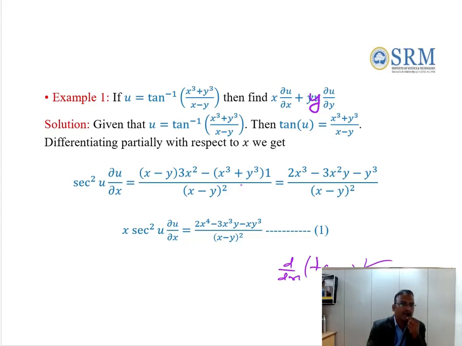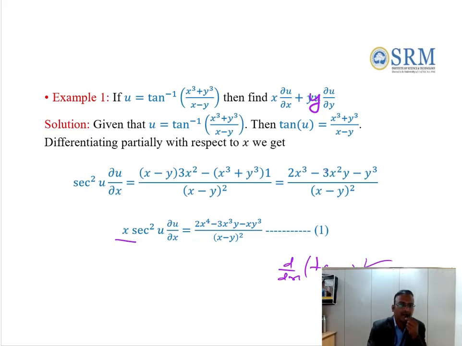So if you apply the u by v rule, that is (x minus y) into (3x squared minus x cubed plus y cubed) into 1 divided by (x minus y) the whole squared. After simplification, we are arriving at (2x cubed minus 3x squared y minus y cubed) divided by (x minus y) the whole squared. And then multiply the above expression by x, then x into sec squared u ∂u/∂x equals 2x to the power 4.